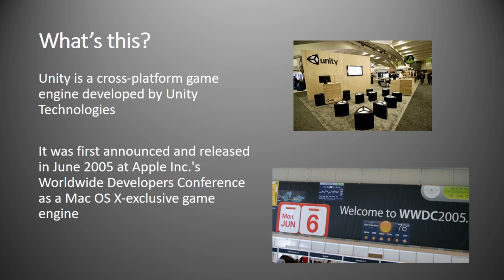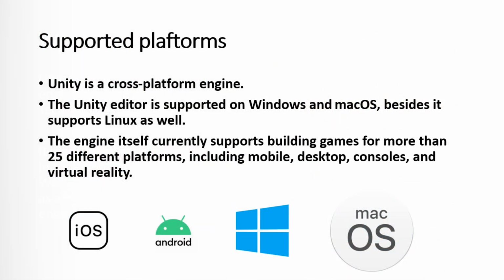It was first announced and released in 2005 at Apple's WWDC as a macOS X exclusive game engine, but today the situation has changed because now it's supported for multiple platforms. So Unity is a cross-platform engine. The editor is supported on Windows and macOS. Besides, it supports Linux as well.